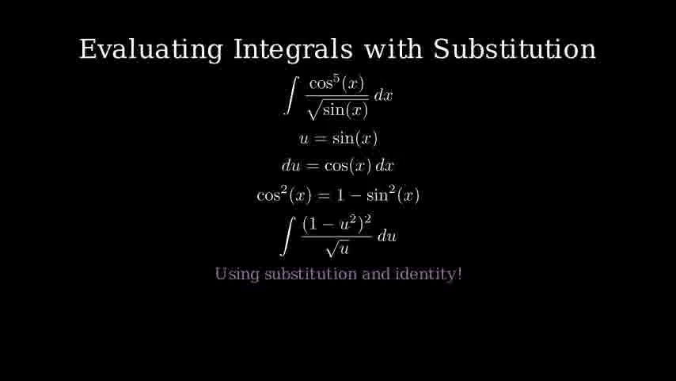Taking this into account, our integral becomes the integral of 1 minus u squared all raised to the power of 2 times du over square root of u. Now let's expand the expression within the integral. Expanding 1 minus u squared raised to the power of 2, we get 1 minus 2 times u squared plus u raised to the power of 4. We can now divide each term by square root of u and write it out separately.